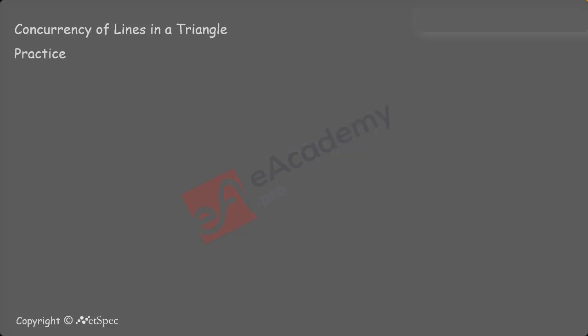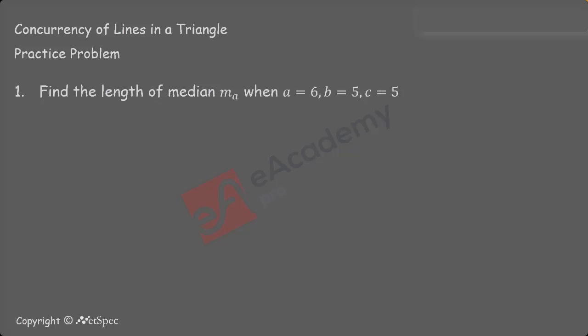Here are some questions based on what you have been taught in this aim. Find the length of median MA when A is equal to 6 cm, B is equal to 5 cm and C is equal to 5 cm. The formula for finding the median is MA is equal to half of the square root of 2B squared plus 2C squared minus A squared.